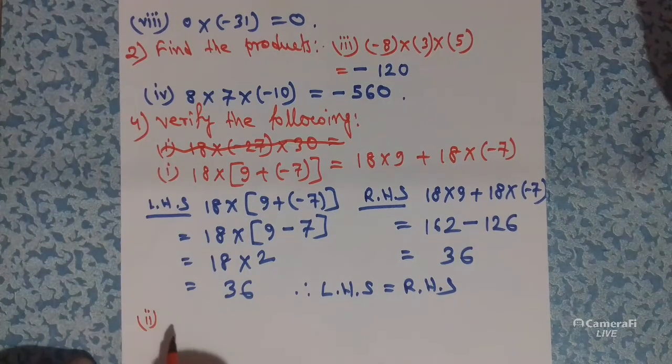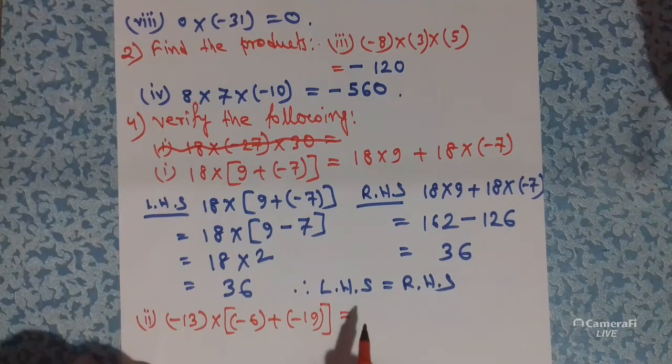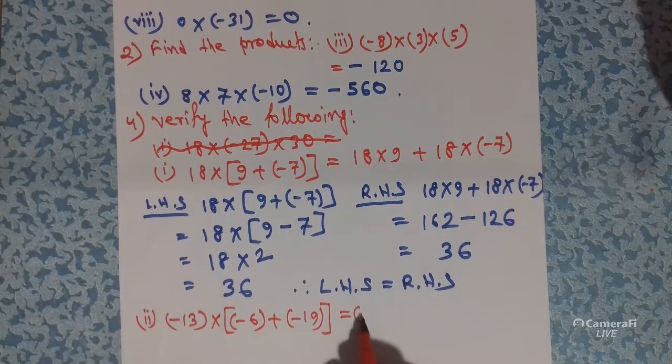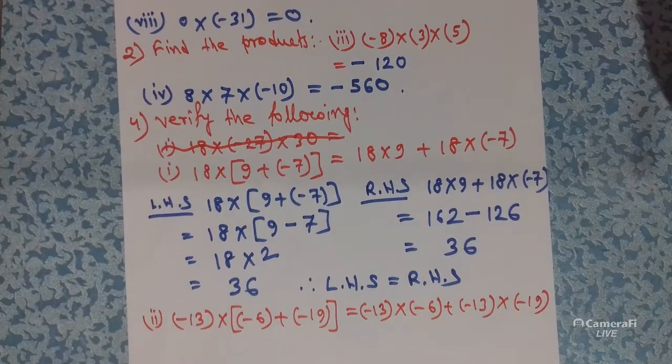Problem number 2. Minus 13 multiply of minus 6 plus of minus 19 is equals to minus 13 multiply of minus 6 plus minus 13 multiply minus 19. Now at first we have to check that what is the value of left hand side.